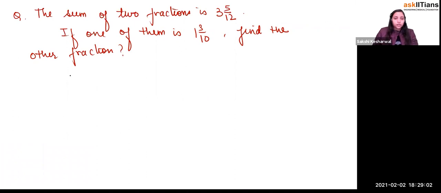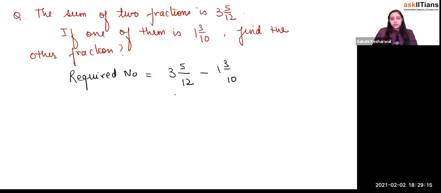Out of the two numbers, one number you have and you don't know the other number. It means you have to subtract the bigger number minus the small number. So the required number will be what, beta? 3 whole 5 by 12 minus 1 whole 3 by 10, right? So first convert it, it will be 41 by 12, right or not? Minus 13 by 10, right? Now you have to take the LCM of 12 and 10, which is equals to 60, right or not?